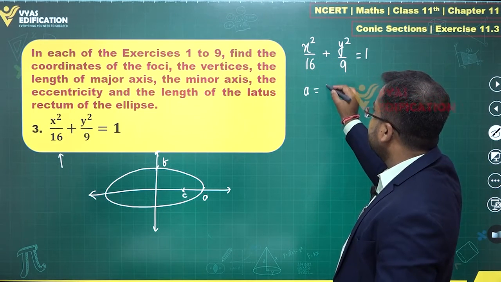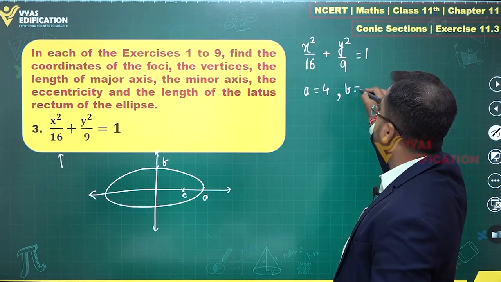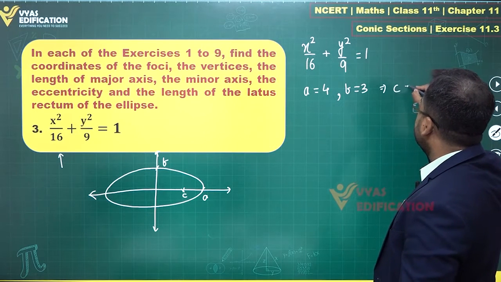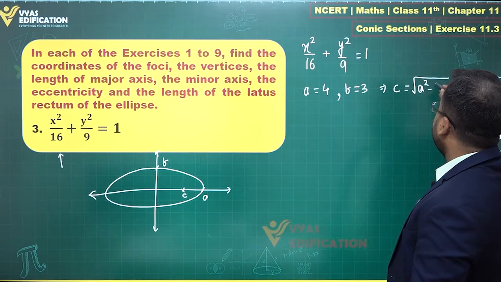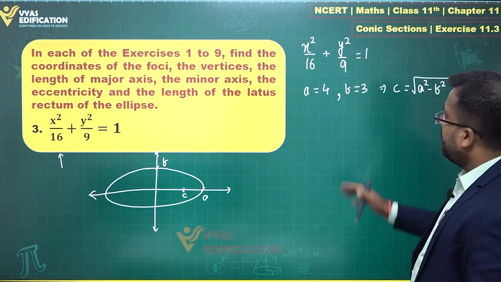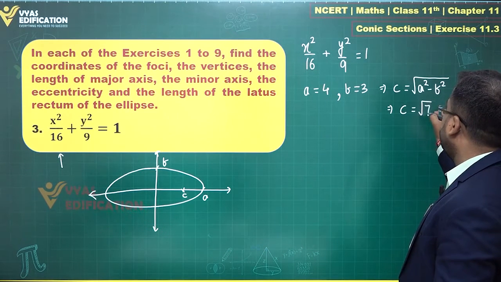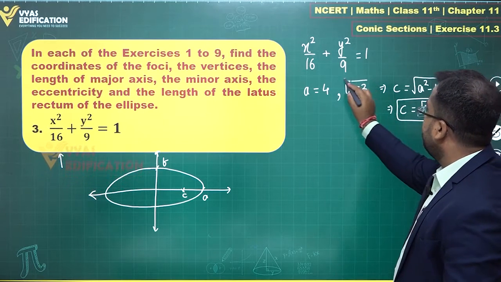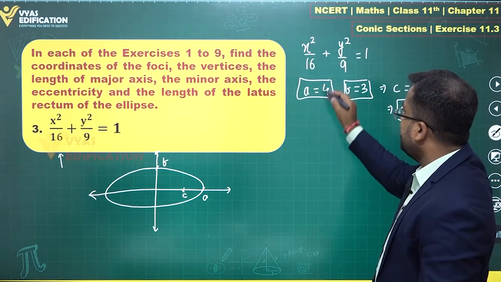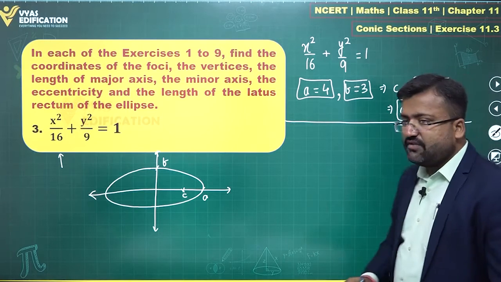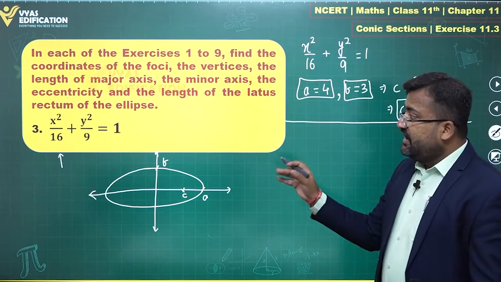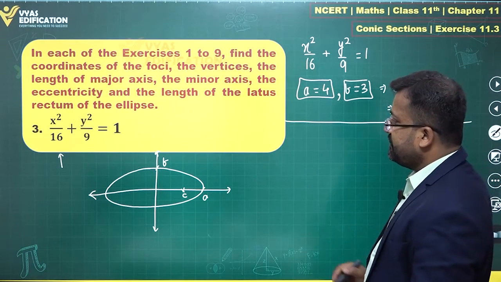A square is 16, A will be equal to 4, B square is 9, which will imply that B equals 3. C equals under root of A square minus B square, and what will that be? 16 minus 9, which is 7. So C is equal to square root of 7. Those are the few things that we have found initially. Now once we find these, we can write the different parts of this ellipse.